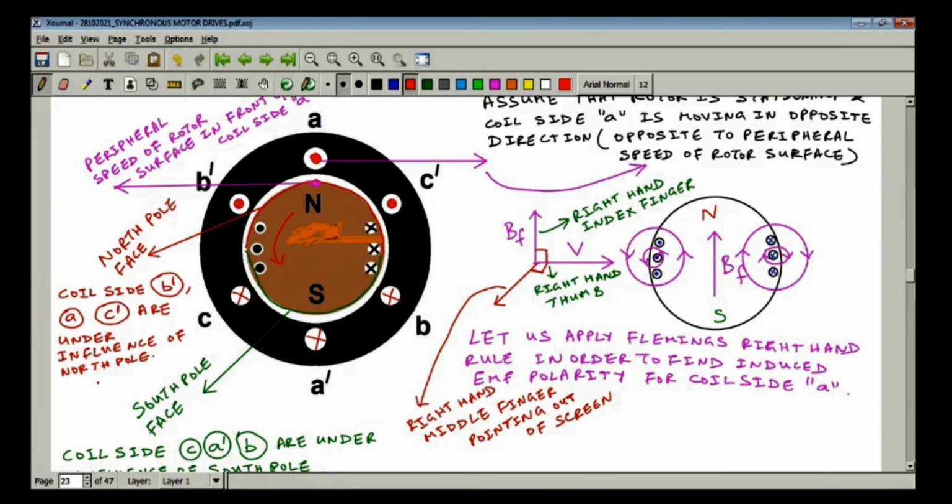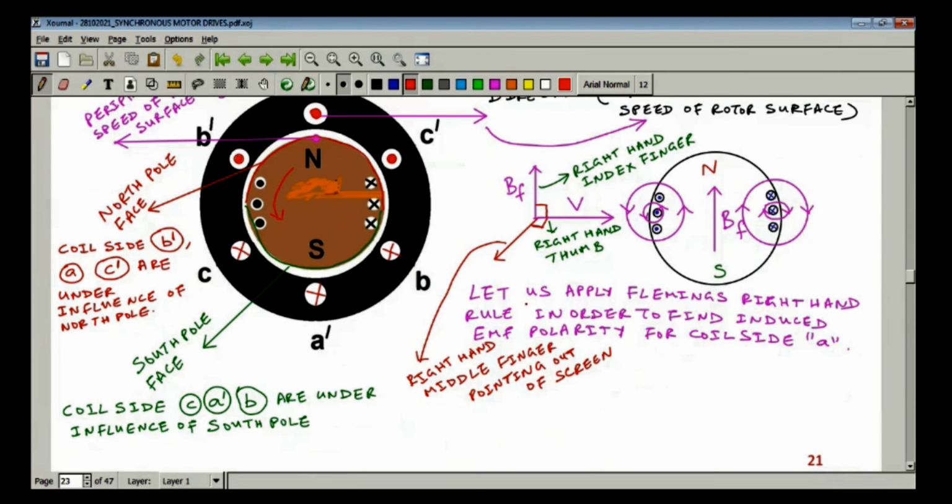So that is the reason we have put up the dot polarity of induced EMF for coil side B dash and C dash as well. Although we have found out for coil side A, we have mentioned that for coil side B dash and C dash also, the induced EMF polarity will be dot only, because all these three coil sides B dash, A, C dash, they are under the influence of North Pole. Now if under North Pole it is dot, obviously under South Pole it will be cross.